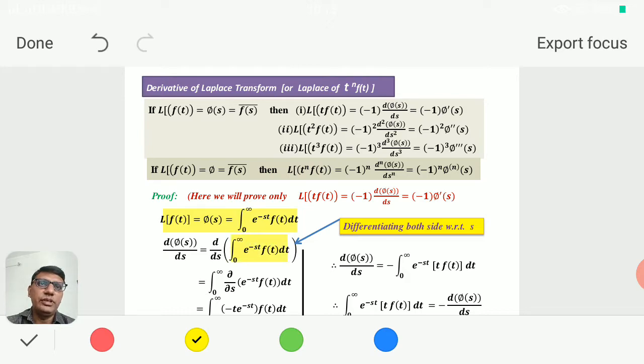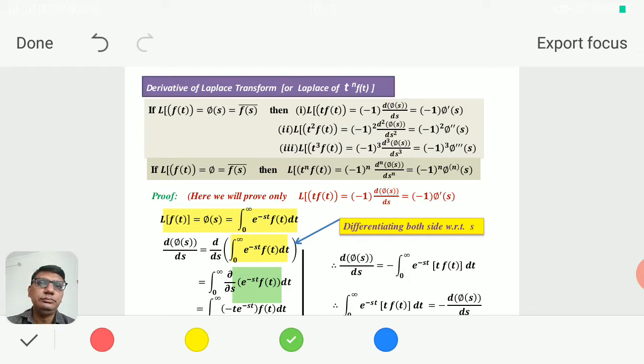Now we interchange the integration and derivative. Here we have two variables in the integration, s and t. So I am writing del by del s, the partial derivative, because we have two variables s and t. We have to differentiate with respect to only s, t is constant. So here we are applying del by del s.